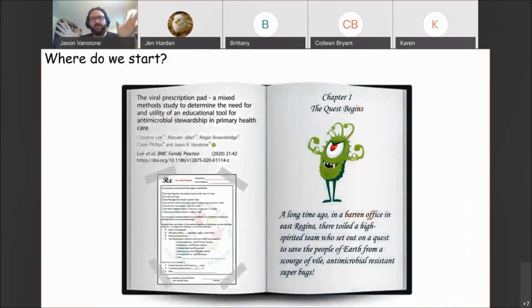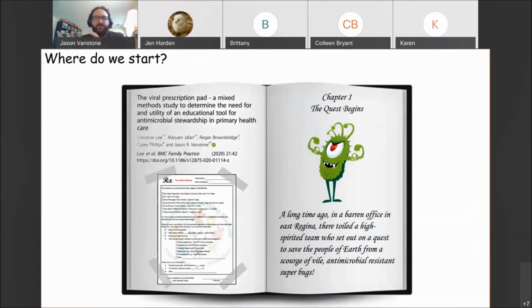So that's the story I want to tell you about. When we ask where do we start, this is kind of where we started. And so I'm going to go based off the paper that we published here. So this was the viral prescription pad, a mixed method study to determine the need for and utility of an educational tool for antimicrobial stewardship for primary healthcare. So basically, we're trying to understand, what do people want to do antimicrobial stewardship in healthcare? And when we provide the things that they want to do, are these something that are effective?